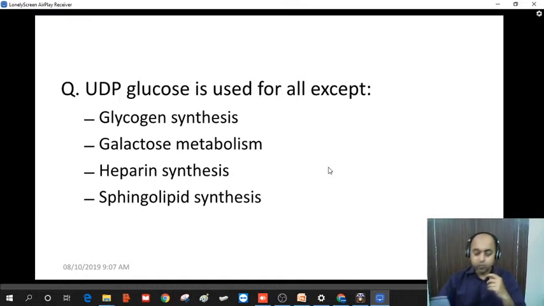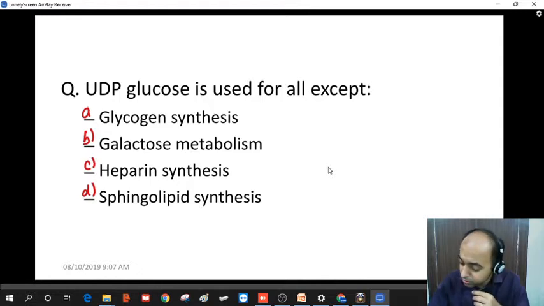Okay, so now we move on to the next question. UDP glucose is used for all except. Now again this is something we have not yet discussed, but I assume that most of you should be able to answer this question. Let's see how many of you are able to attempt this question and give us the correct answer. What is the correct answer? UDP glucose is used for all of the following except.